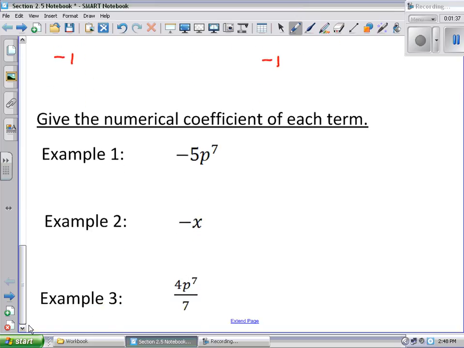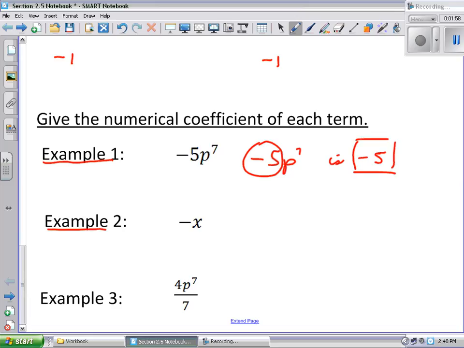Give the numerical coefficient of each term. Example 1. We're looking at the term negative 5p to the 7th. The numerical coefficient is the number out in front, and it would be negative 5. Example 2. The term negative x is the same as negative 1x, and the numerical coefficient of negative 1x is the number out in front, which would be negative 1.